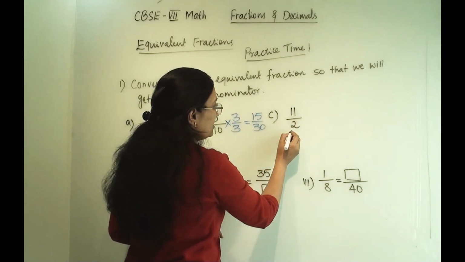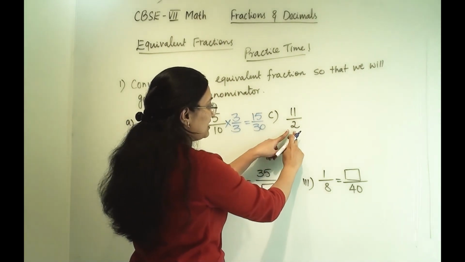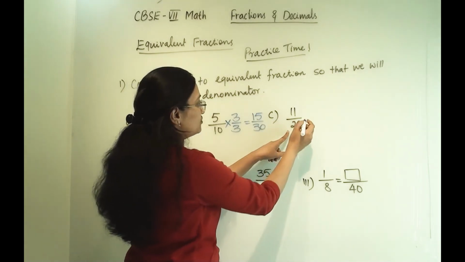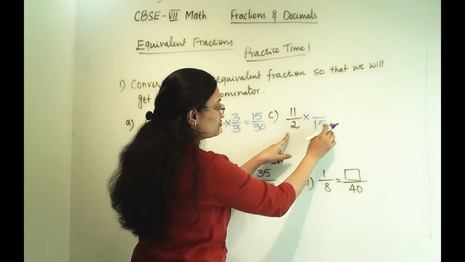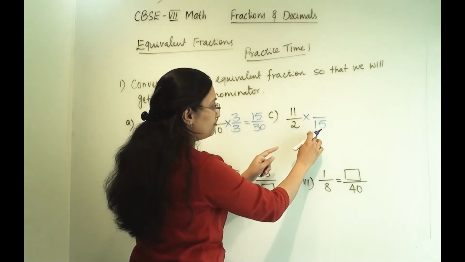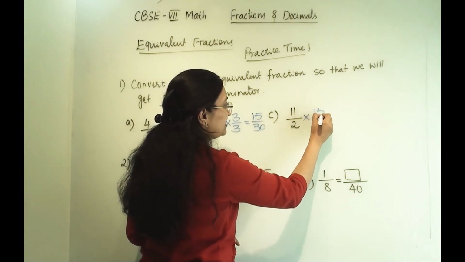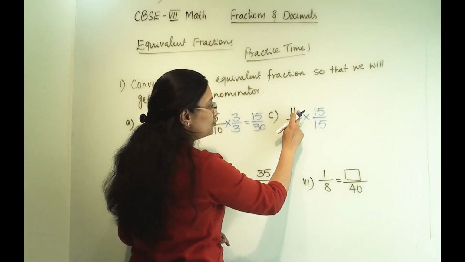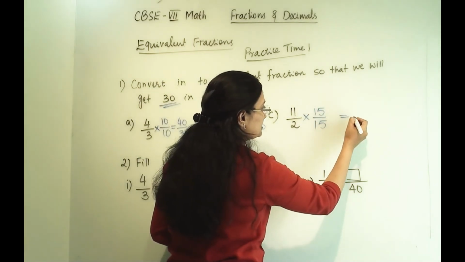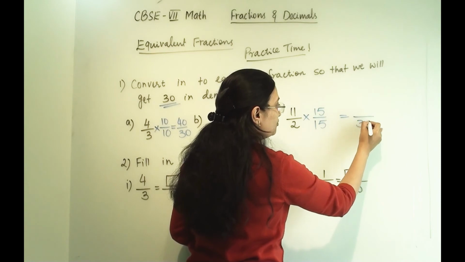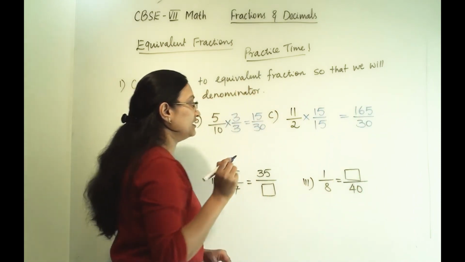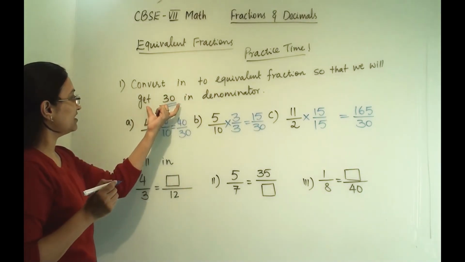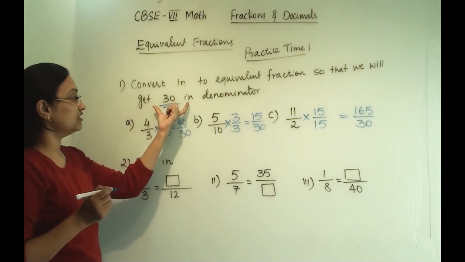Here in the denominator 2 is there. We want 30. So 15 2s are 30. So here we are multiplying with 15. So in turn we have to multiply with 15 in the numerator also. So the answer is 30 in the denominator and the answer is 165. That is how we can solve when they ask that we need 30 in denominator.